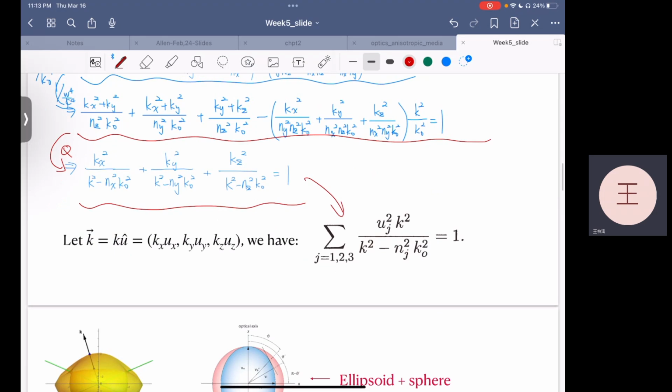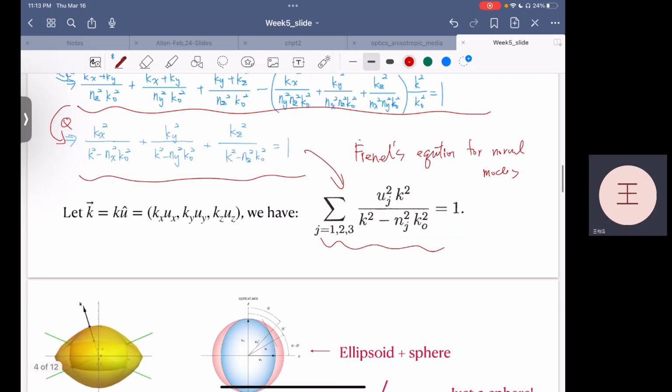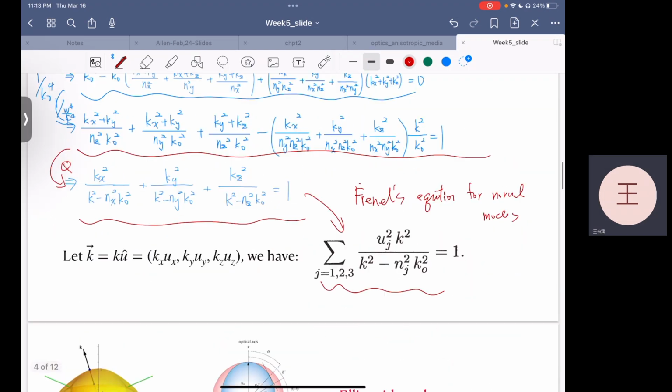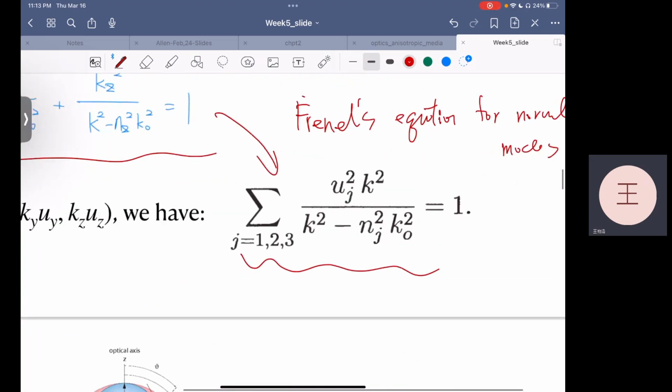However, if we successfully get this equation, which is Fresnel's equation for normal modes, then this will give us a K surface, which is shown in this. So let's take a deep look at this solution.